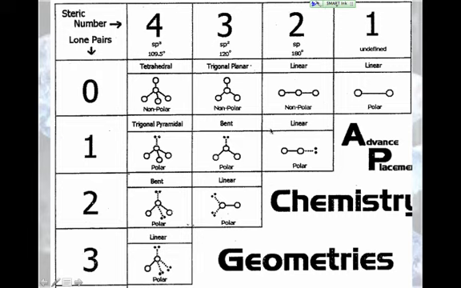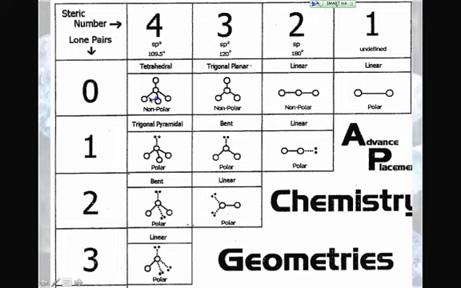On the other hand, when we add a lone pair, it changes the angle of the bonds. So in this tetrahedral structure, the bond angle is 109.5. But now if we put a lone pair of electrons here, then it takes up more space and pushes these bonding pairs out of the way and changes the bond angle between these atoms. Instead of being 109.5, now this bond angle is only 107.